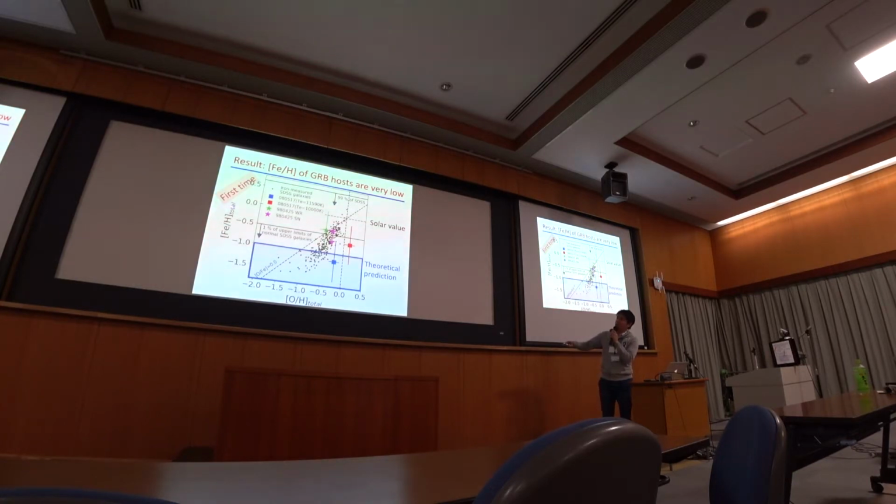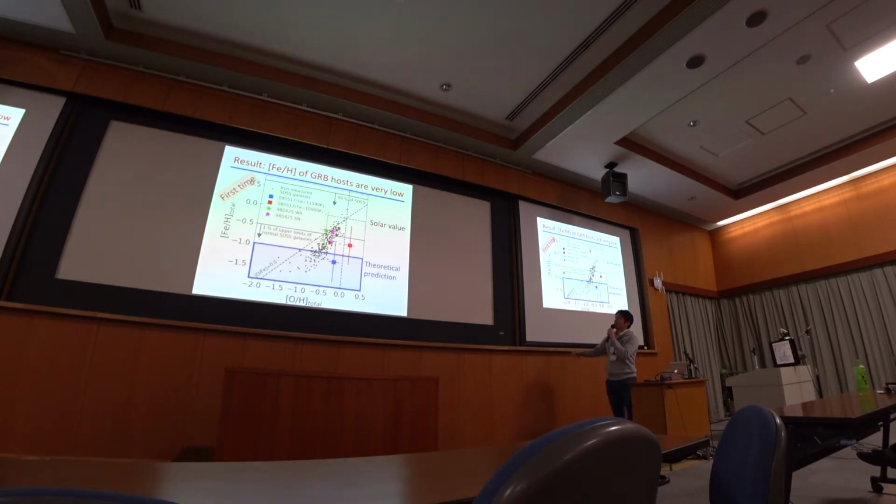So total means that we calculated the iron element not only in the gas phase but also in the dust phase. Much of the iron is known to be locked into dust, so we corrected for this factor in order to calculate the total iron abundance, including both the gas phase and the dust phase. Okay. Then the dashed line here corresponds to the solar value. Something like this, 4.0 is the solar value here.